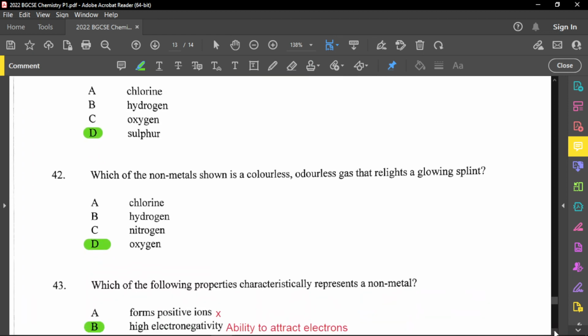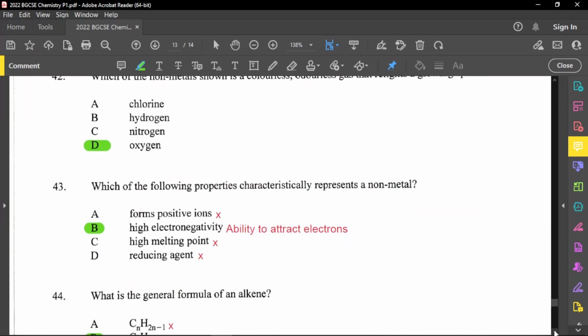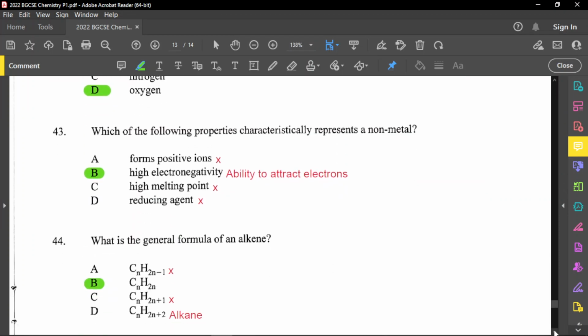Question 42: which of the non-metals shown is a colorless, odorless gas that relights a glowing splint? If you don't even know about colorless or odorless, what you should know is which gas relights a glowing splint, and that is oxygen. Oxygen is needed for combustion. So D is the correct option there for 42. Question 43: which of the following properties characteristically represents a non-metal?